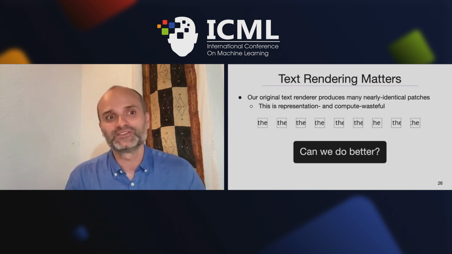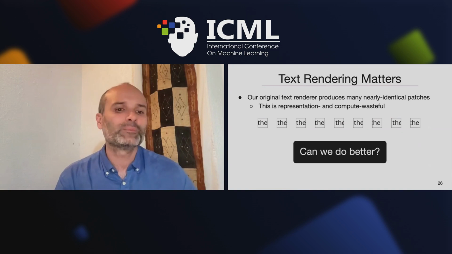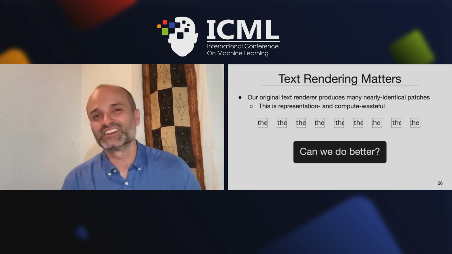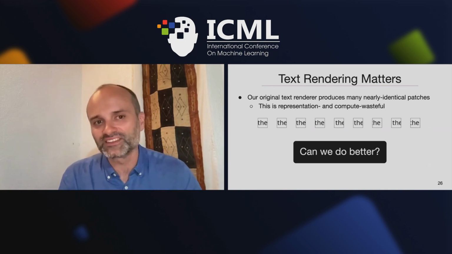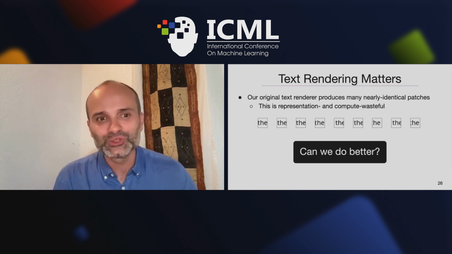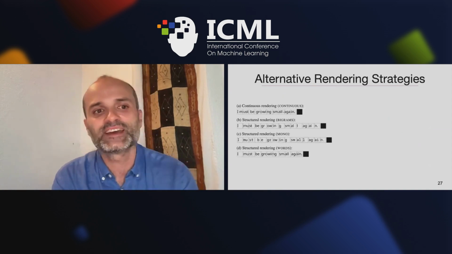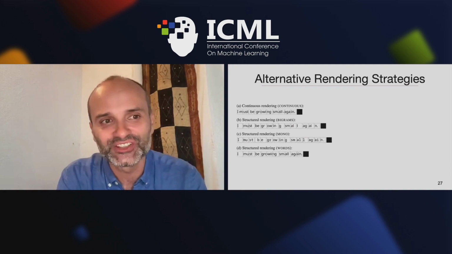We don't have a lot of data if we're working with English Wikipedia and the books corpus, and we are making the model learn, I think, kind of not useful variances across the inputs. So the question we had was, can we do better than this? So we devised a set of different rendering strategies.